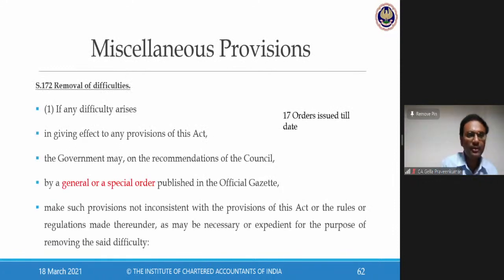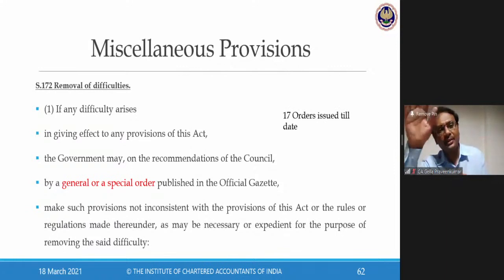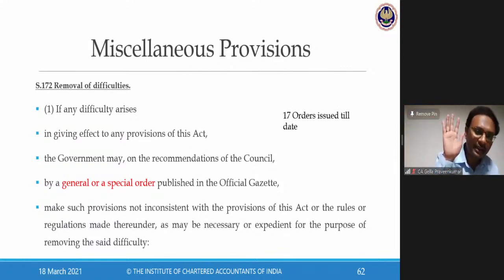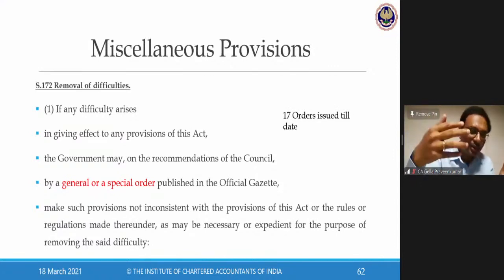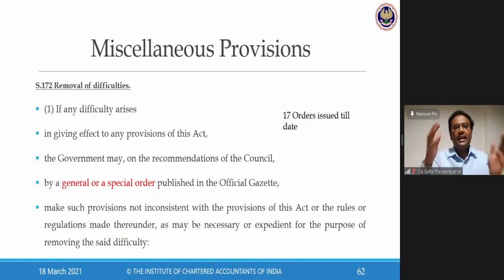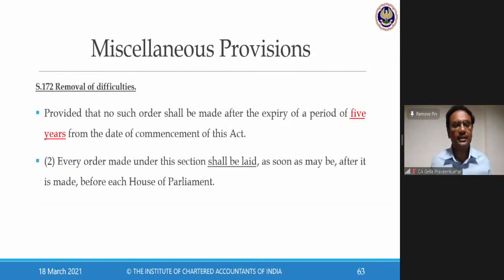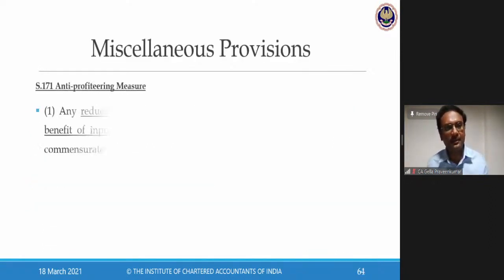Next provision called removal of difficulties. Now, the moment we read this term, removal of difficulties, in whose interest it is formulated, we don't know. But the law says the government can issue a special order or a general order for removing difficulties of GST law, within 5 years. They say, from July 2017, within 5 years, they can bring these orders to remove any difficulty. As of today, 17 orders were issued under GST law.